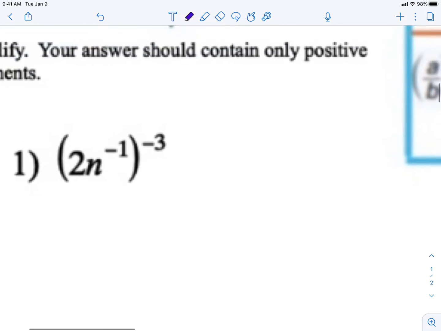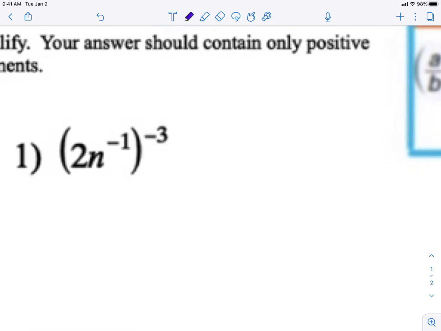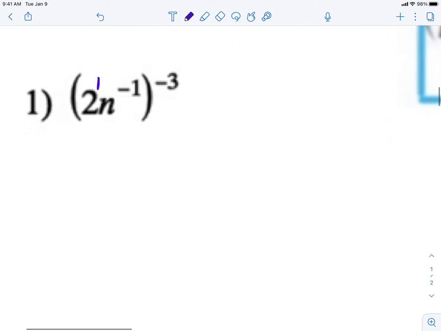So this 2 does not have an exponent, so I'm going to make a little invisible 1 here, just like this, right? So that means I'm going to distribute -3 times 1, and I'm going to do -3 times -1. So that's going to give me 2, 1 times -3, and n, -1 times -3. Well, what does that give me?